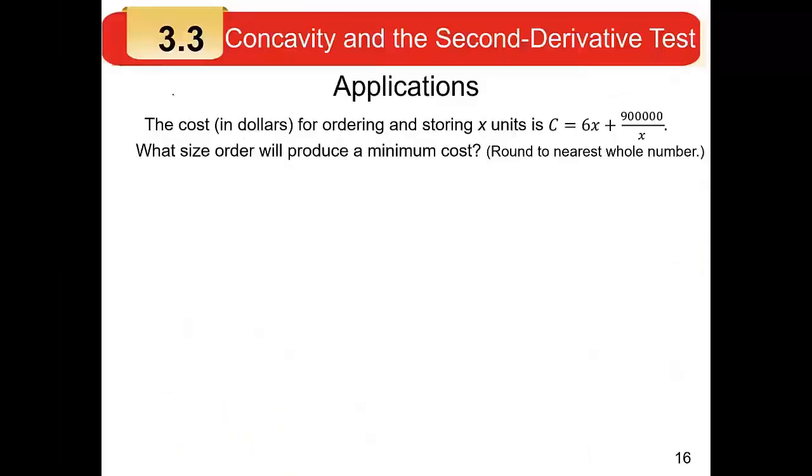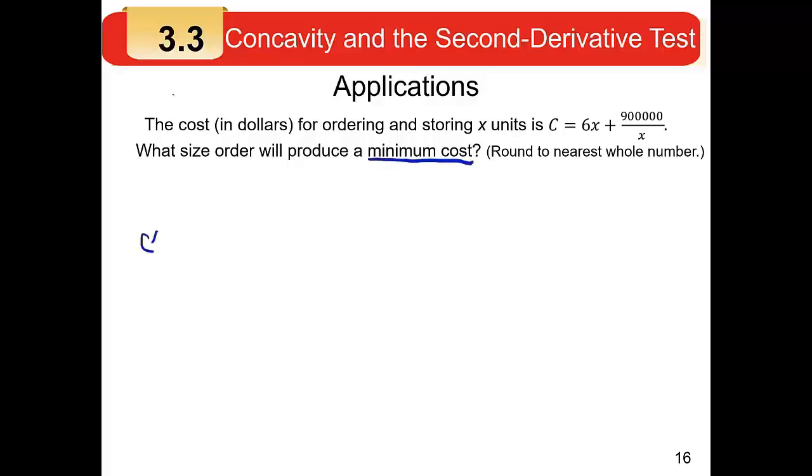I want to end with a couple of application problems, and then it's up to you to go practice this stuff. Suppose the cost in dollars for ordering and storing x units is given by C equals 6x plus 900,000 divided by x. What size order will produce a minimum cost? We want to round the answer to the nearest whole number.